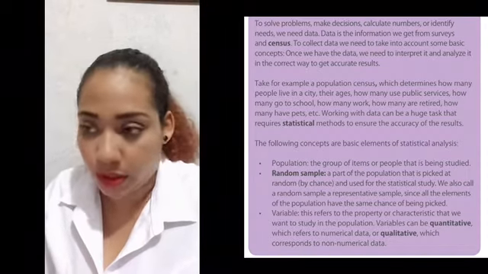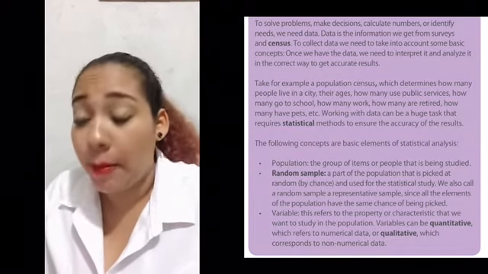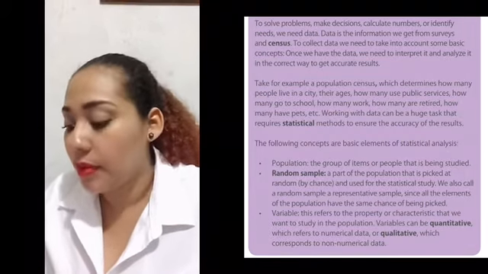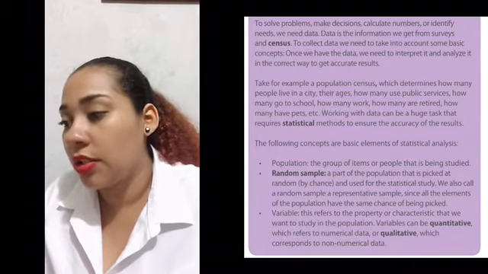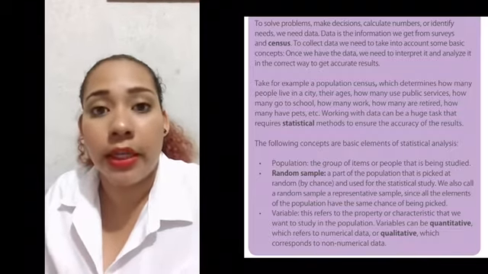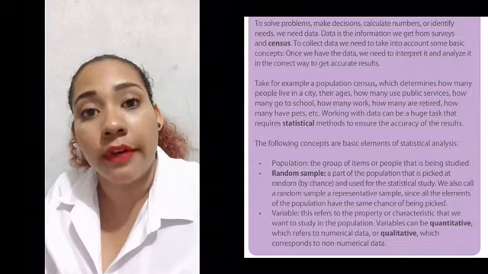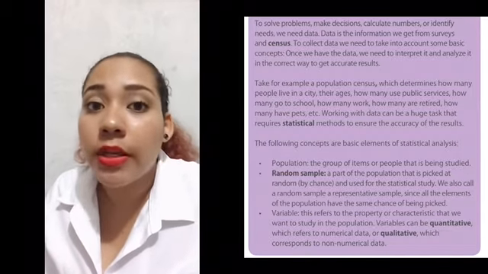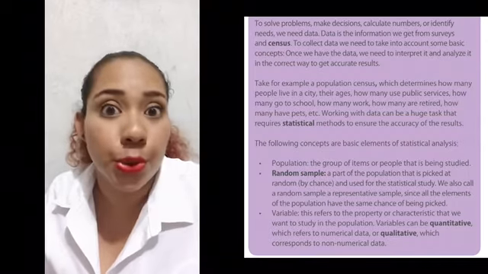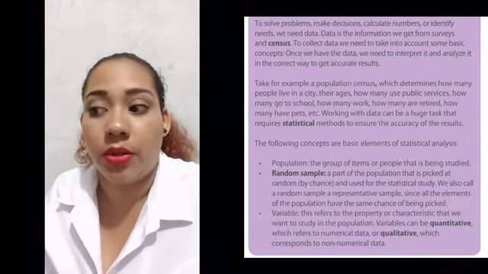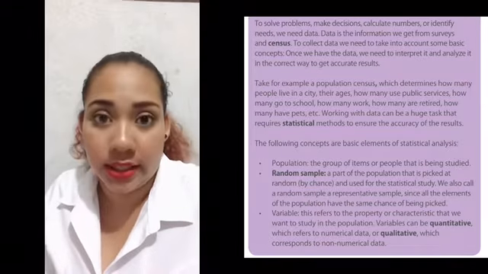The first one is population. What is a population? Well, a population is the group of items or people that is being studied. Population. Who? For example, if we were going to make a survey in a school, what is going to be a population? Well, it could refer mainly to the students or the teachers. Okay, that is the population. Now, let's check the other concept.